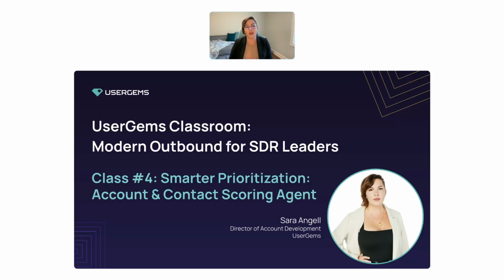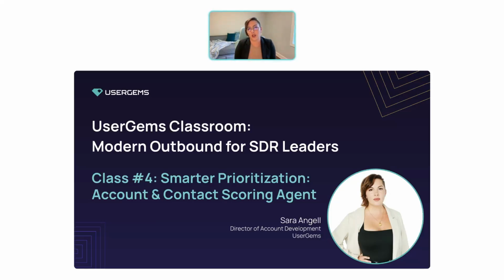This is class number 4 of the UserGems Classroom series for SDR leaders. Over the past few sessions, we've talked about different outbound motions and how signals can enable smarter outreach. Today, we're going to focus on something that almost all outbound teams have struggled with at some point or another: prioritization. Most teams do try scoring at some point, or are forced to try scoring by their marketing team passing them a scored list.